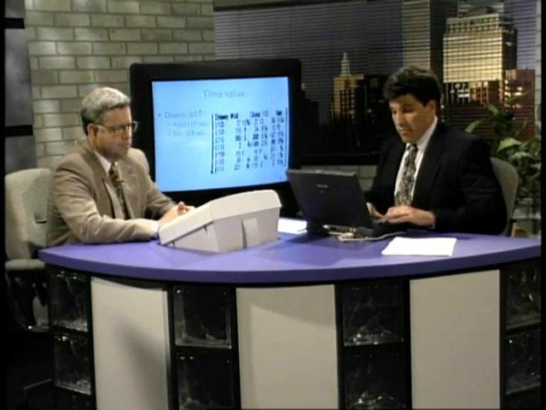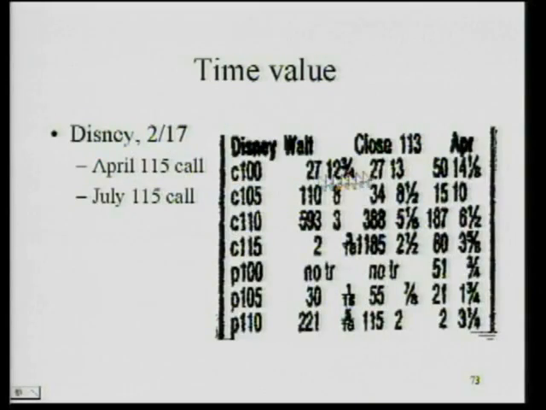Now we're going to take a look at Walt Disney, the shares of Walt Disney, and a couple of different options. And here is Walt Disney stock. It's at 113 right there, and we're going to take a look at the April options. They are in this column right here. And we're going to take a look at the 115 call.